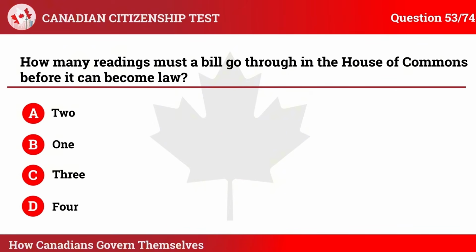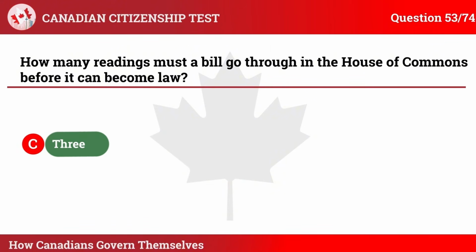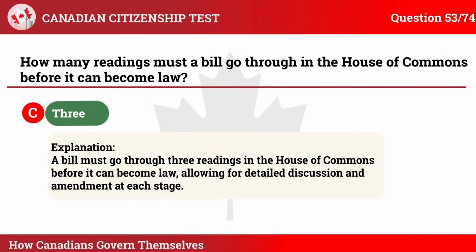The correct answer is C. 3. Explanation: A bill must go through 3 readings in the House of Commons before it can become law, allowing for detailed discussion and amendment at each stage.